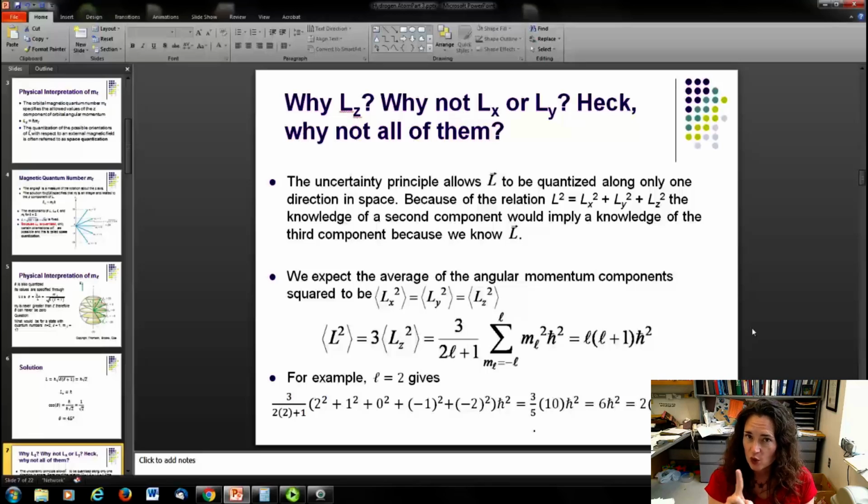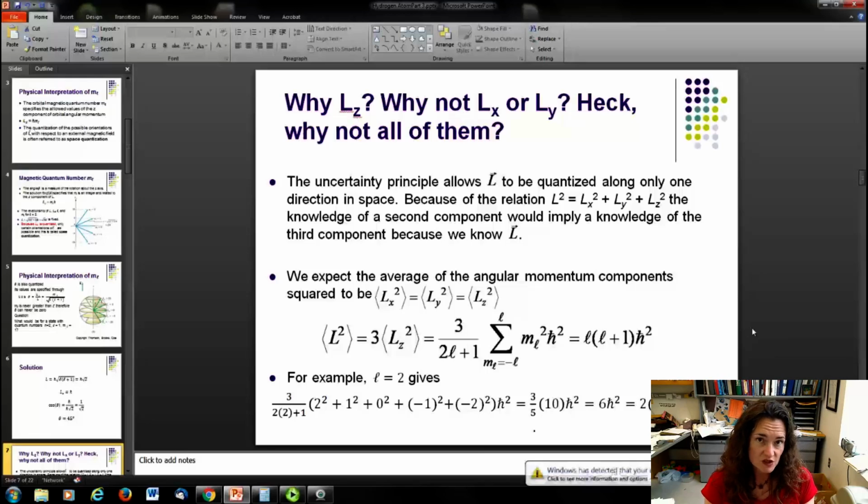We can really only know one component of our angular momentum vector, and we can know the total length, but we can't know 2 components, because if we knew 2 components, then we'd really know 3 components. And if we really knew 3 components, what that would mean is that we violated our uncertainty principle. Remember the Heisenberg uncertainty principle from Modern 1?